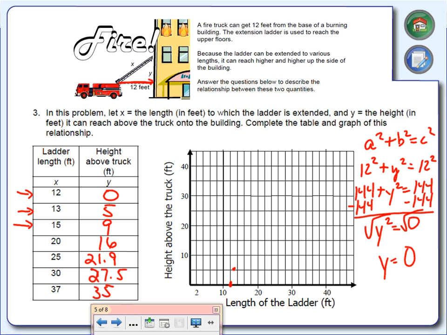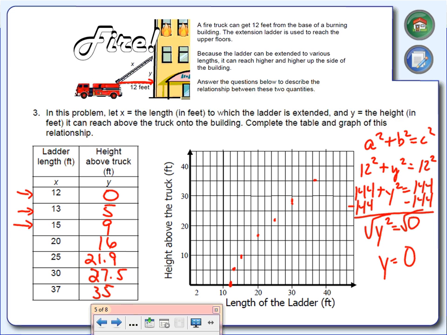(15, 9) is the next one we're looking for, and (15, 9) is going to be almost up to 10 there. (20, 16), here's the 20. 16 is just above that line. (25, 21.9), here's 25, and 21.9 is right about somewhere there. (30, 27.5), here's 30, a little higher, 27.5, and finally (37, 35). 37 right about here, and 35 somewhere about there.